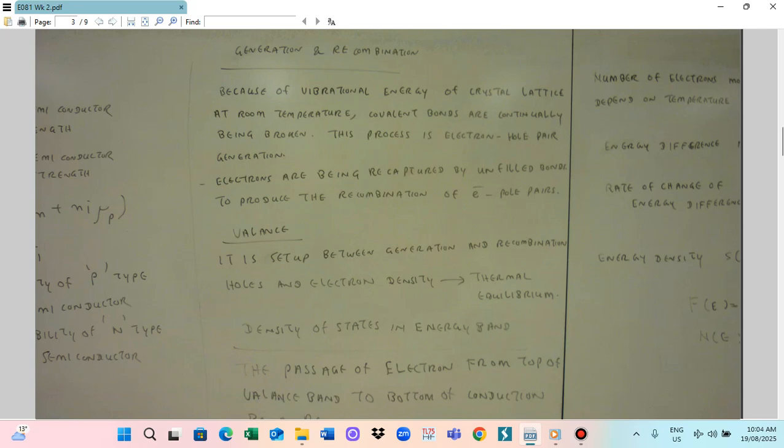When the generation rate is greater than the recombination rate, there will be an accumulation of more free electrons and the electrical charge will flow. But when the recombination rate is greater than the generation rate, all the free electrons will gradually decrease and the bonds will be stable.